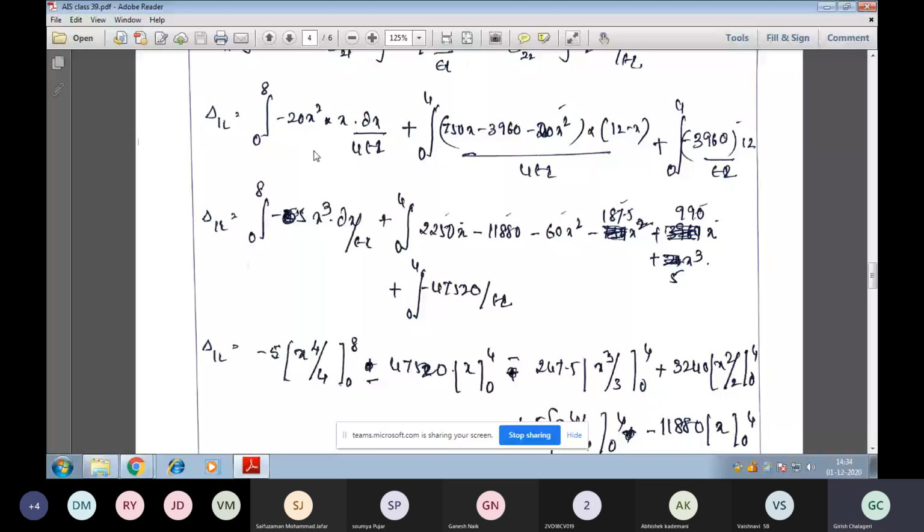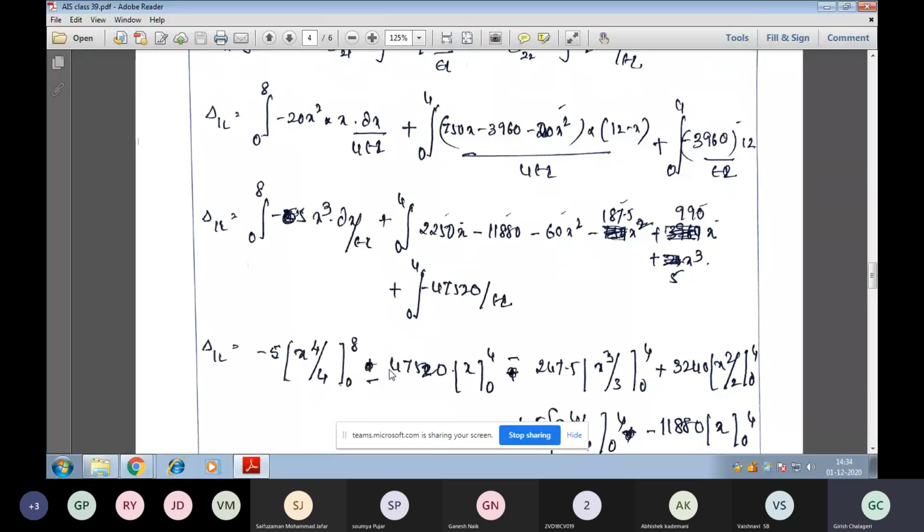5 is left, 5 into x cube dx by EI. So minus 5 into x raised to 4 by 4, with 0 to 8 as the limit. After integrating this, we get 5 into the bracket of x raised to 4 by 4, from 0 to 8.